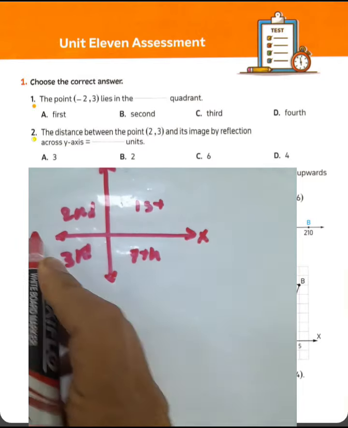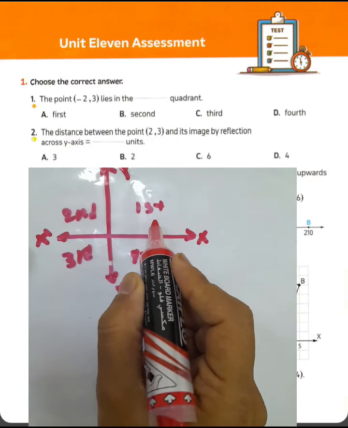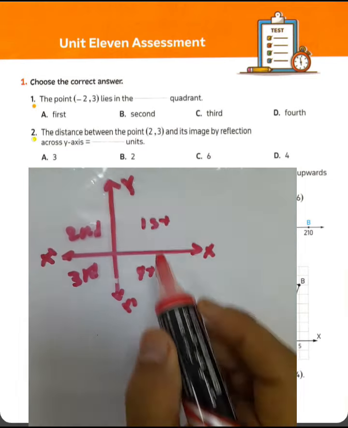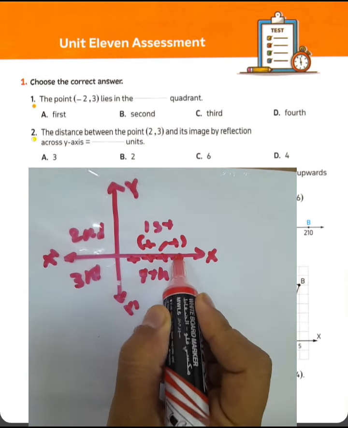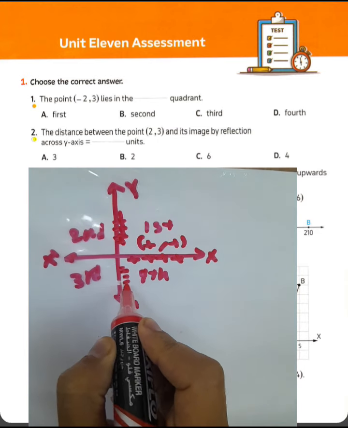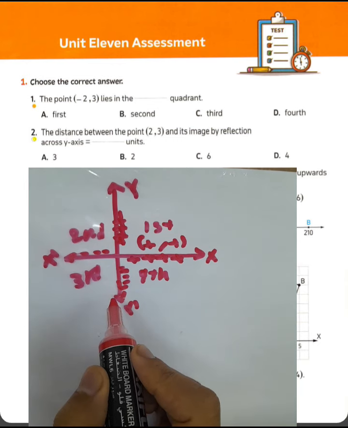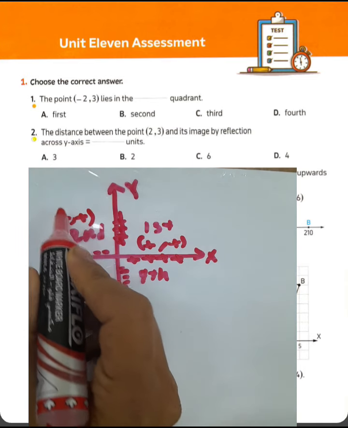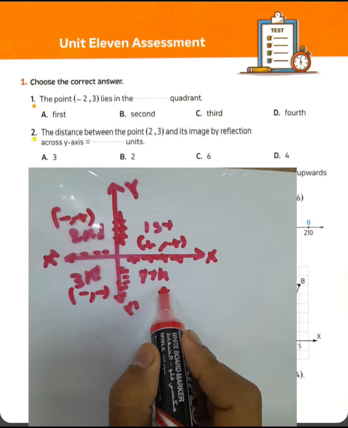We have here x' and y'. The order of the point in the first quadrant will be positive and positive. Down here, x is positive and y is negative, and in the other, x is negative and y is negative. So the first quadrant has the signs positive and positive, the second quadrant negative and positive, the third negative and negative, and the fourth positive and negative.